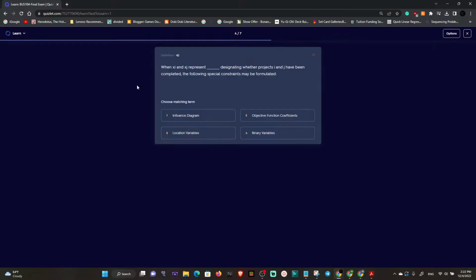When xi and xj represent whether projects I and j have been completed, the following special constraints may be formulated. Binary variables.